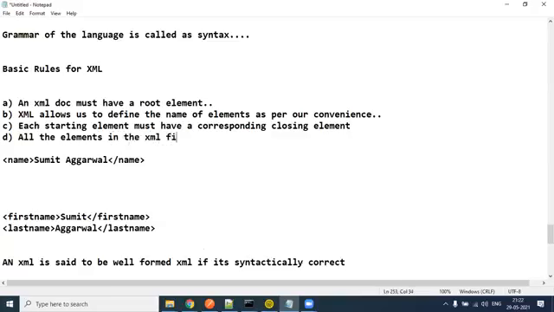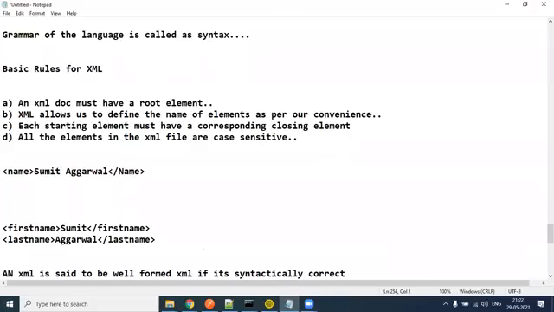All right. Next thing is all the elements in the XML file are case sensitive, which means if you're writing the name of the element like this while starting it, then while closing it, you should not use this convention. This is not considered a well-formed XML because you had chosen a naming convention where N was in lowercase, but while closing it, you changed it to uppercase. Since all these elements are case sensitive, this is not considered a well-formed XML.